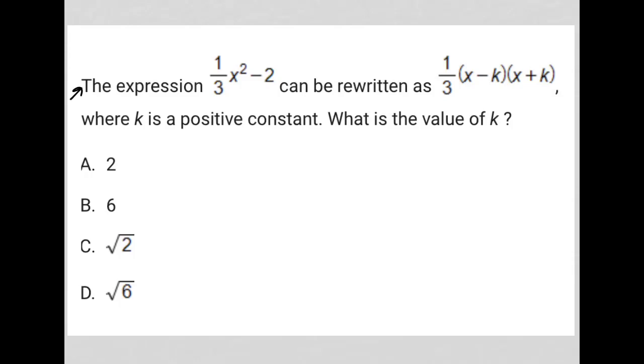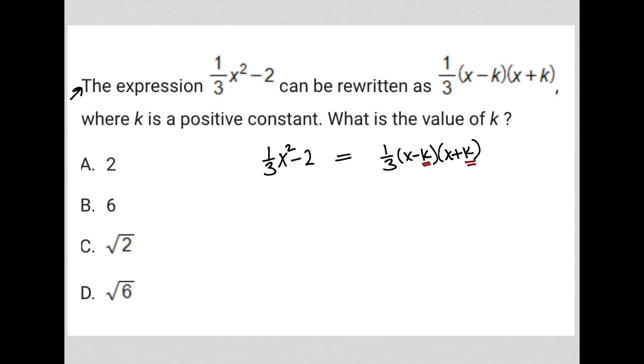So this question says the expression 1/3 x squared minus 2 can be rewritten as 1/3 times (x minus k) times (x plus k), right? So these two things are equivalent, where k is a positive constant. What is the value of k? So what are we going to fill in for k?